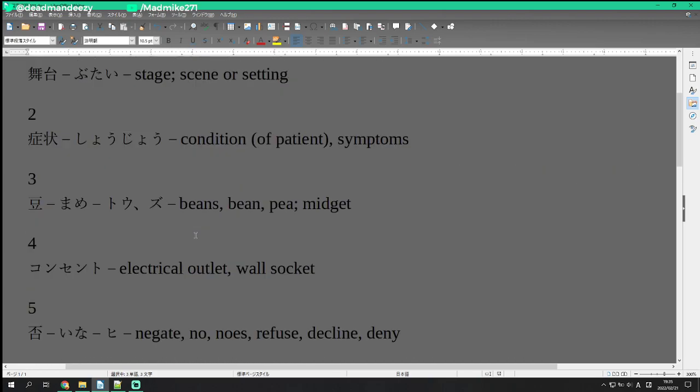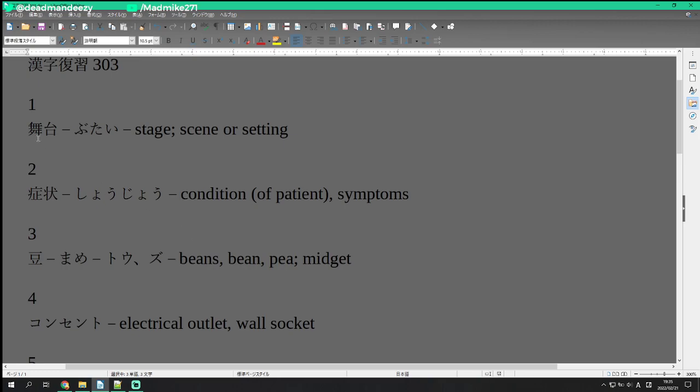Our first word for the day is going to be butai. Bu on the left side is to dance or flit about, and tai on the right side is a pedestal. So a pedestal where you can dance and flit about for a play or something is a stage, scene, or setting. A butai is a stage, scene, or setting.